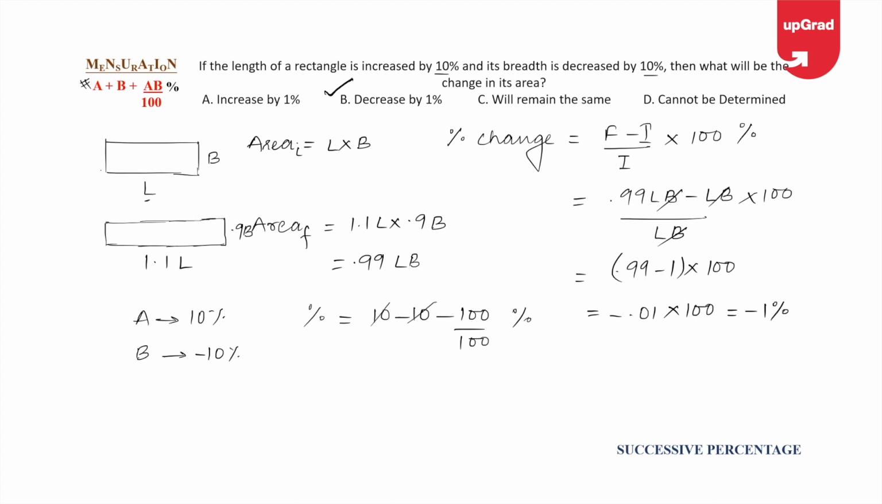So 10 and 10 gets cancelled. 100 and 100 gets cancelled. And I end up getting minus 1%. That's my answer. Can you believe this? We did a question actually in no time. Whereas when we were solving it with the regular conventional method, we spent enough of time. Remember, this is just one more application of successive percentages. Let's take one more.